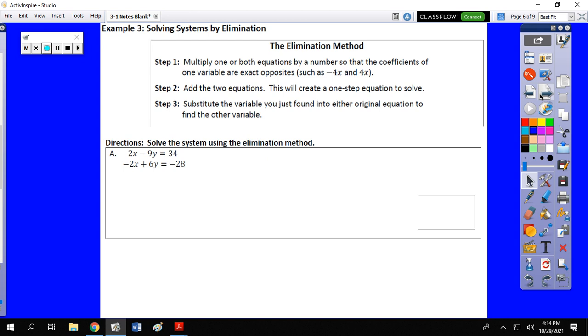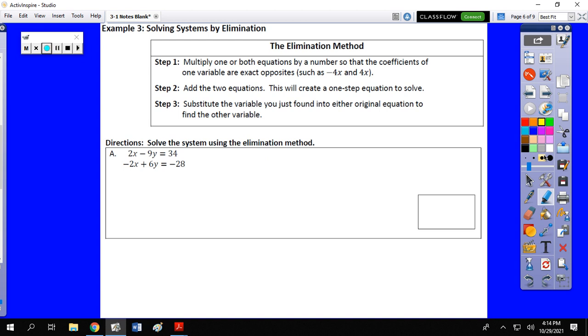We add the two equations together, which causes one of the variables to drop out and creates a one-step equation. We solve that equation to get one variable and substitute it back into one of the original equations to find the other. So let's take a look at example A.